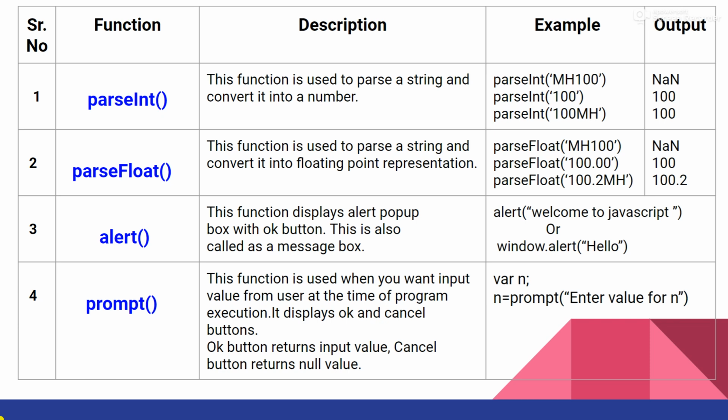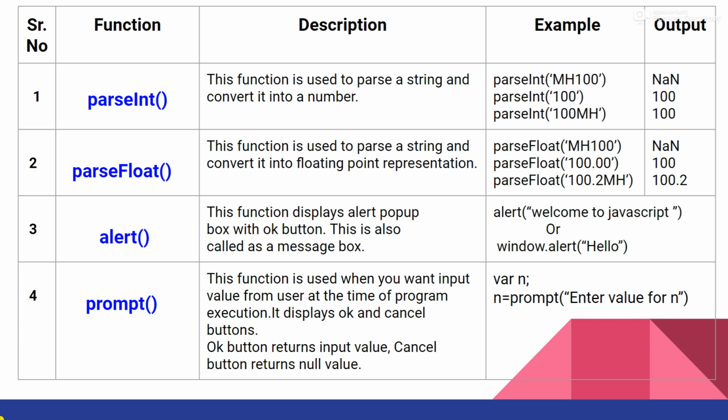Now alert. Alert means some type of pop-up window to just alert the user that you are doing this activity. Don't do that, or halt. Something like a message you need to give to the user. So this function displays an alert pop-up box with an OK button. Means here you can give a particular message to the user, and until and unless he presses that OK button, it will not do anything. So this is also called a message box.